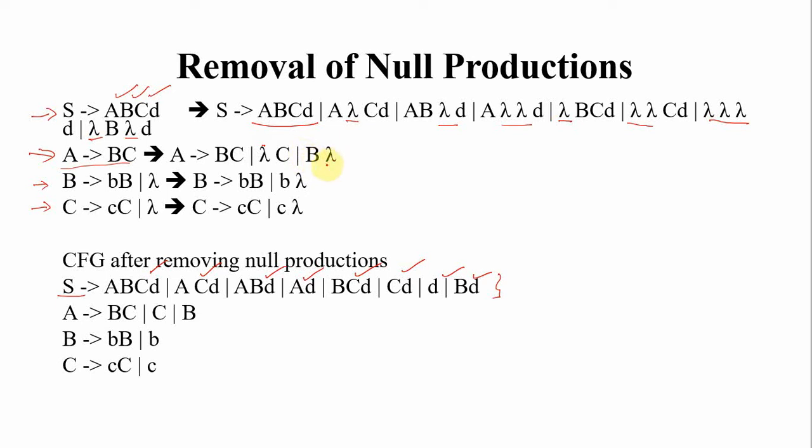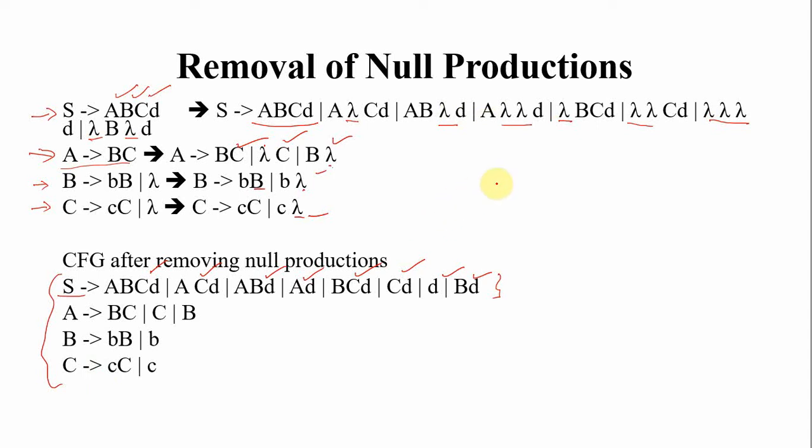Sorry. If we substitute lambda for C, it will be B. For B also it will be the case. For BB, it will be B followed by lambda, CC, C followed by lambda. So A gives BC, C or B. B gives BB or B, C gives CC or C. This is how the grammar will look like after we eliminate the null production.